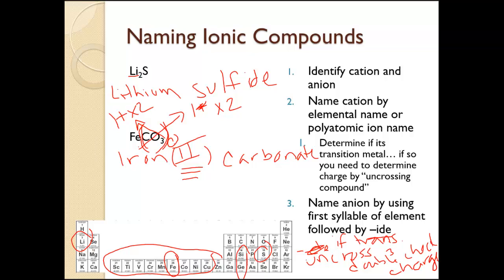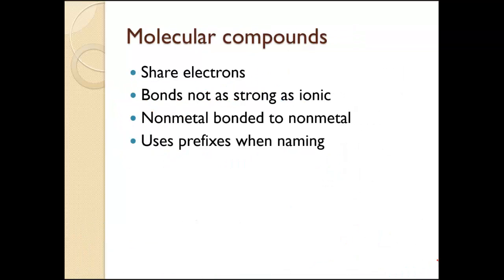Let's go on to molecular compounds. Difference between molecular and ionic. Ionic is giving and taking of electrons. Molecular is sharing the electrons. The bonds are not as strong as the ionic compounds. And it's nonmetal bonded to nonmetal rather than cation bonded to anion.